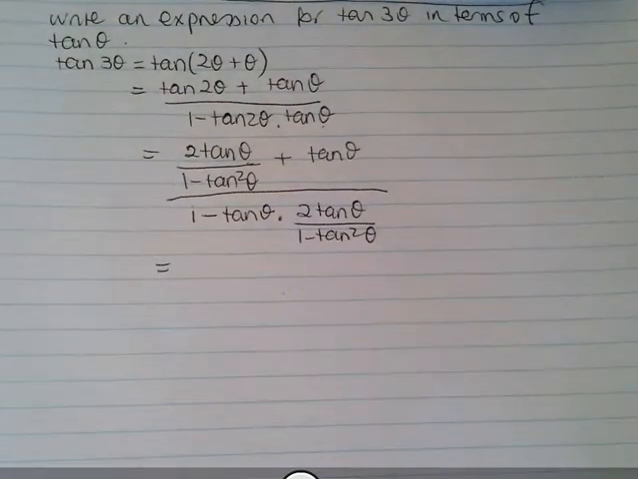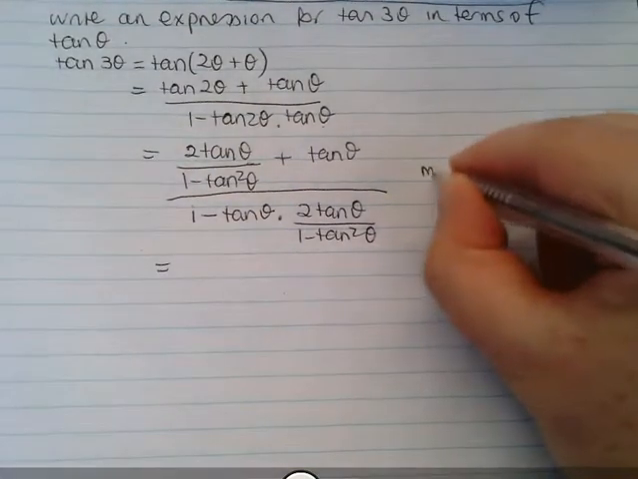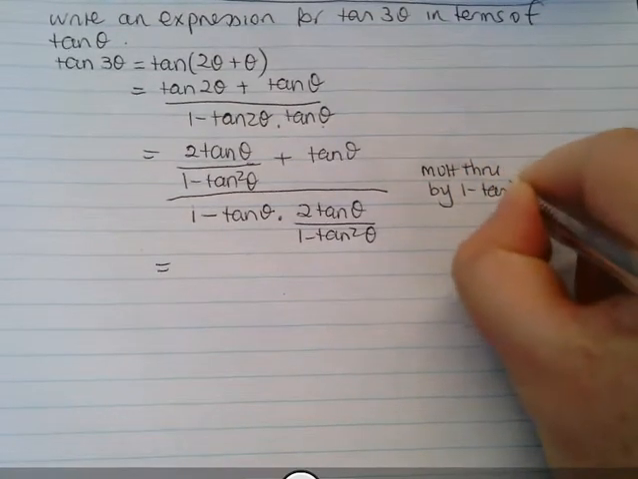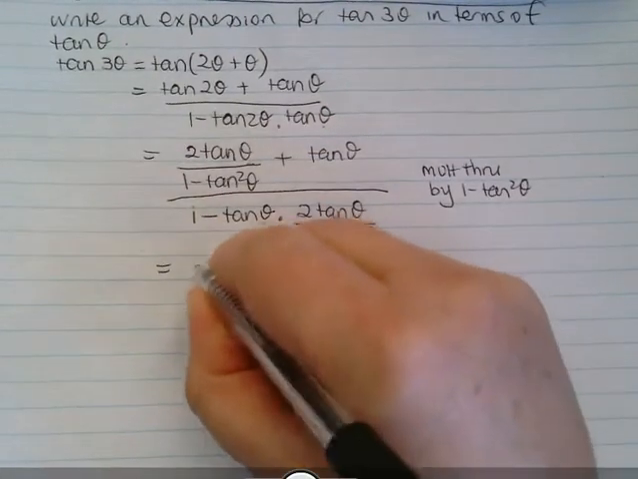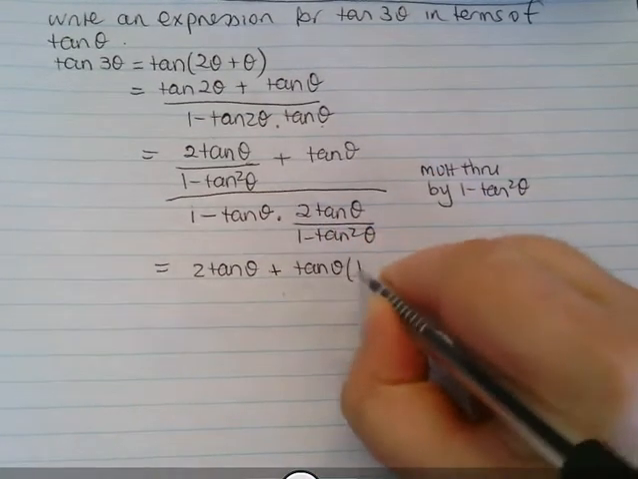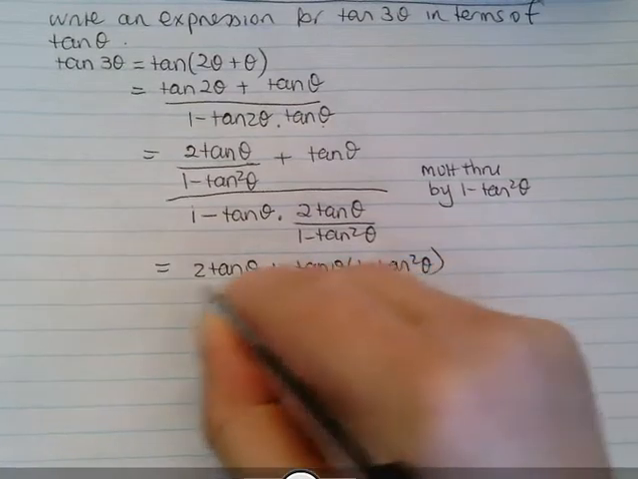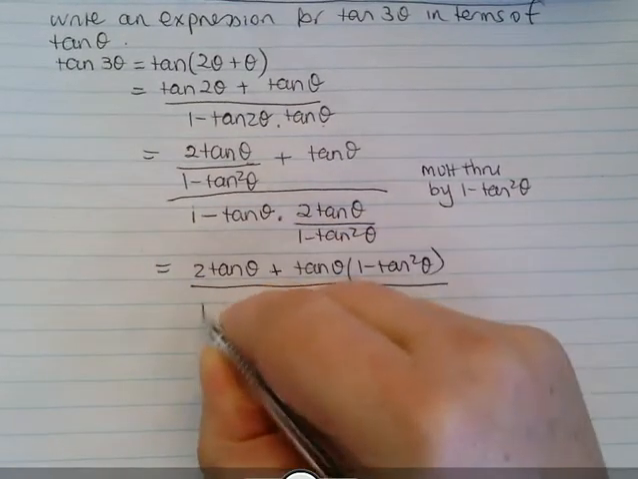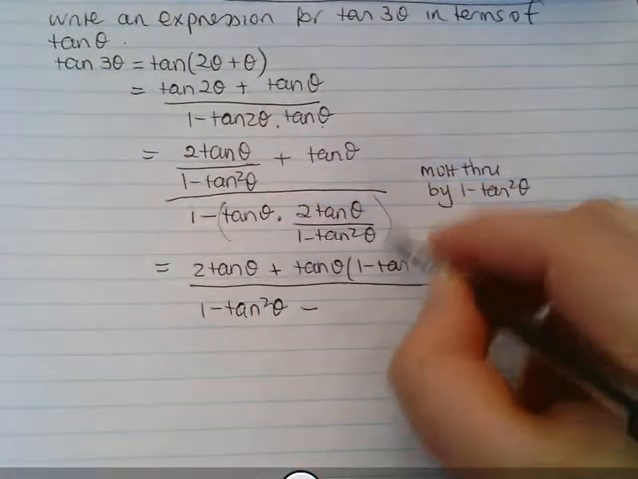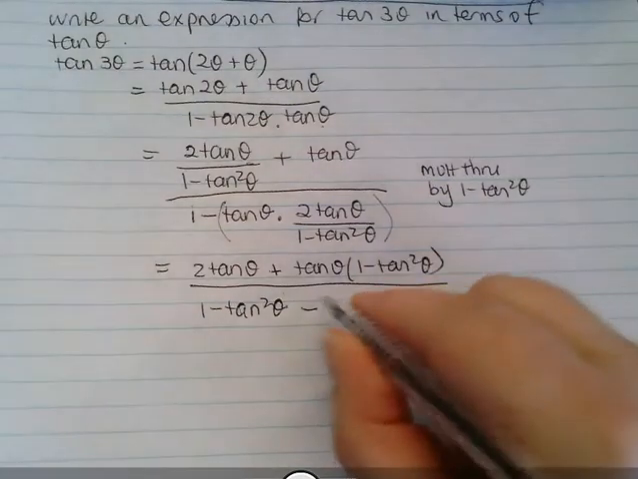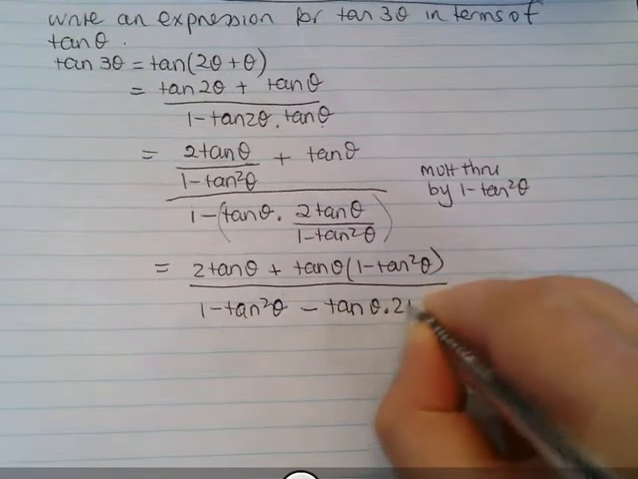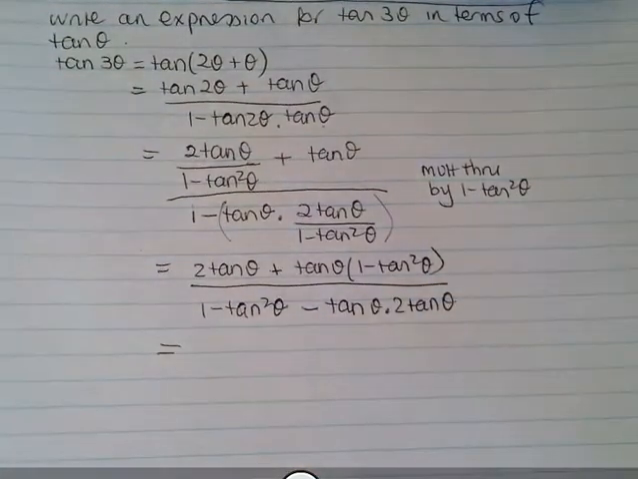Now, what will we do? Multiply? How do we get, yeah. So multiply numerator and denominator, or multiply through by 1 minus tan squared theta. So when you multiply the first term by 1 minus tan squared theta, you get 2 tan theta plus, multiplying the second term, you get tan theta times 1 minus tan squared theta. Multiplying the 1, you get 1 minus tan squared theta minus, and this whole thing is one term. If you multiply that by 1 minus tan squared theta, you're just left with the numerator, which is tan theta times 2 tan theta. I probably should have left it the other way, but it doesn't matter.